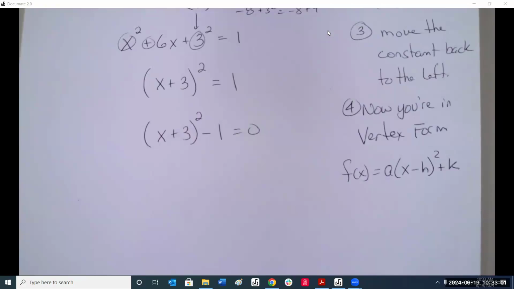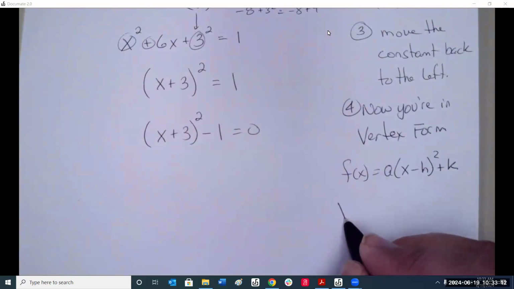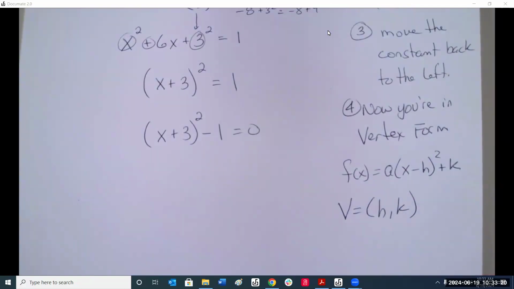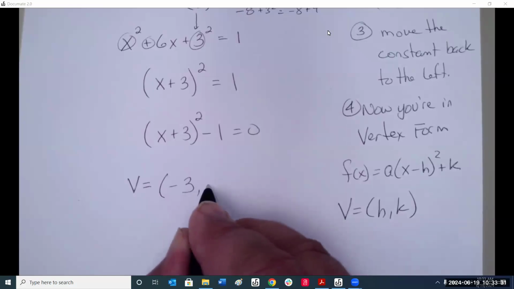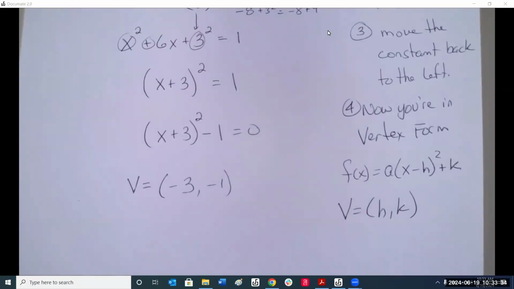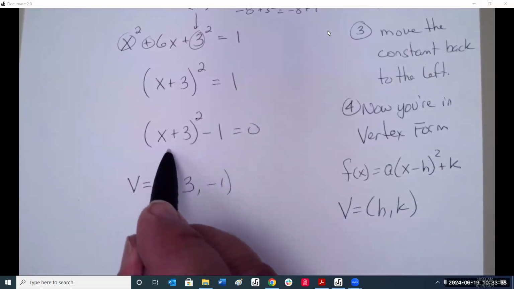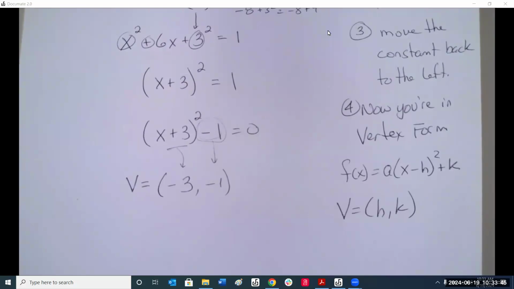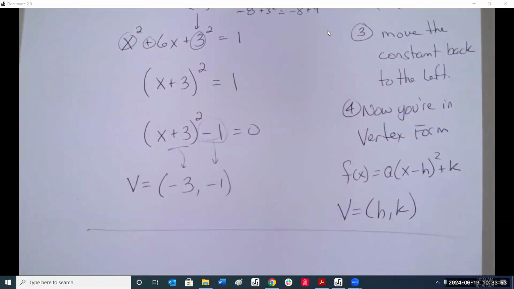That's vertex form. Why do they call it vertex form? Because the vertex is (h, k). Yeah, similar to what we did in circles. So the vertex of this equation is negative 3, negative 1. It's always the opposite sign. And it is what it is. Yeah, that's the x value.